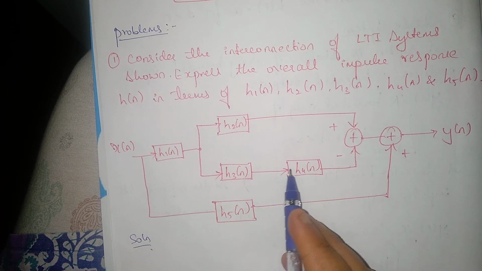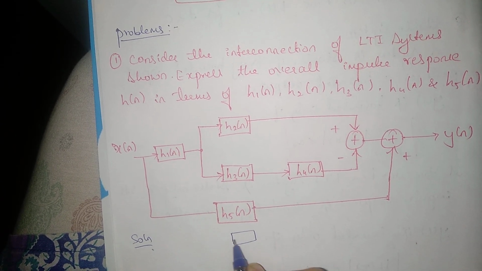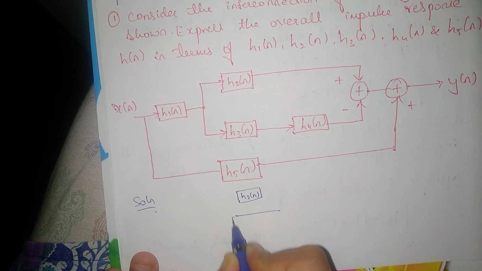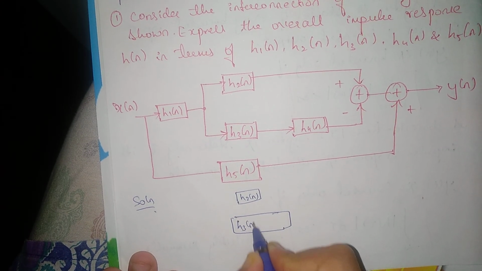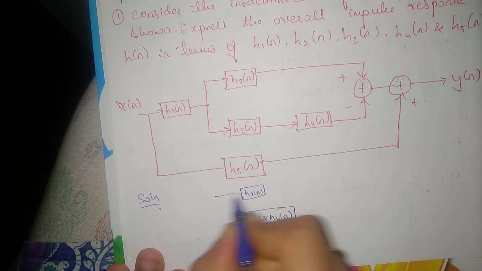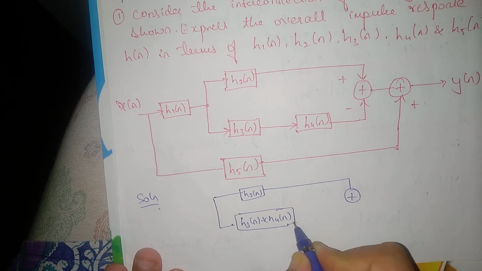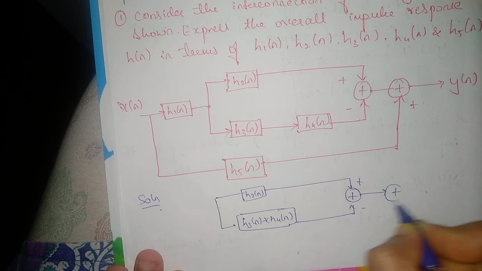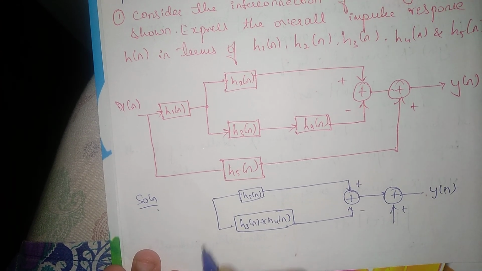if two systems are connected in series, we can take it as convolution. So if it is a convolution, I am writing this h2 of n as it is. I am making a big block here. This whole thing can be h3 of n convolution h4 of n. Okay. Now I am writing all other blocks as it is, that is plus and minus, and again this is plus. This is your y of n.